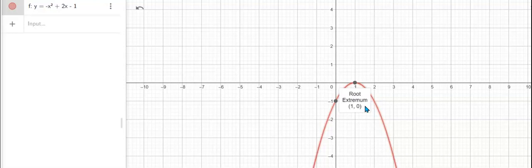Now, in this example, you only have one root because you only have one x-intercept. The graph, the parabola, only touched the x-axis once. Let us look at our next example.